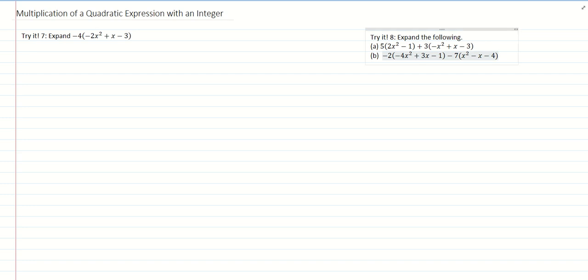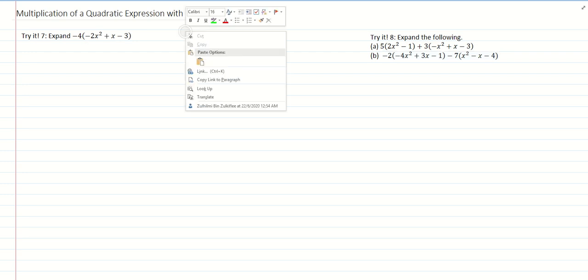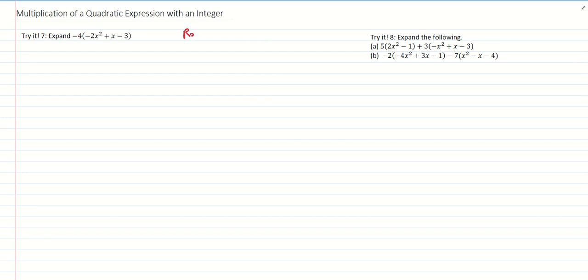Okay, so in this video, we'll be talking about multiplication of a quadratic expression with an integer. So you have two examples over here. The idea behind it is still, of course, to remove the brackets and then simplify. Remove brackets and then simplify. So if you can remove the brackets, you're done.